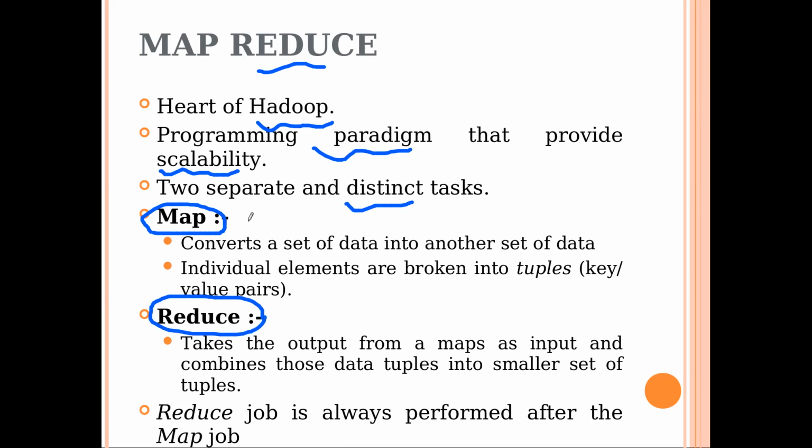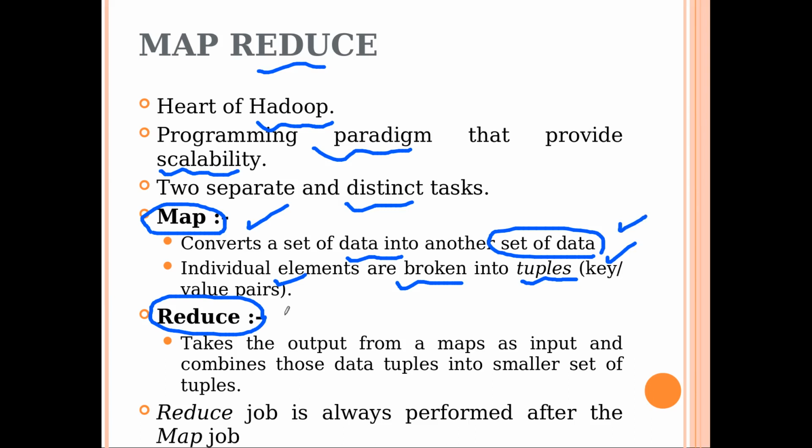So what is the function of map? It converts a set of data into another set of data. A larger data set is converted into another set of data, where the individual elements are divided into a number of tuples with a key and value pair combination. So a larger data set is divided into a number of tuples with key value pairs. That is the task of map.